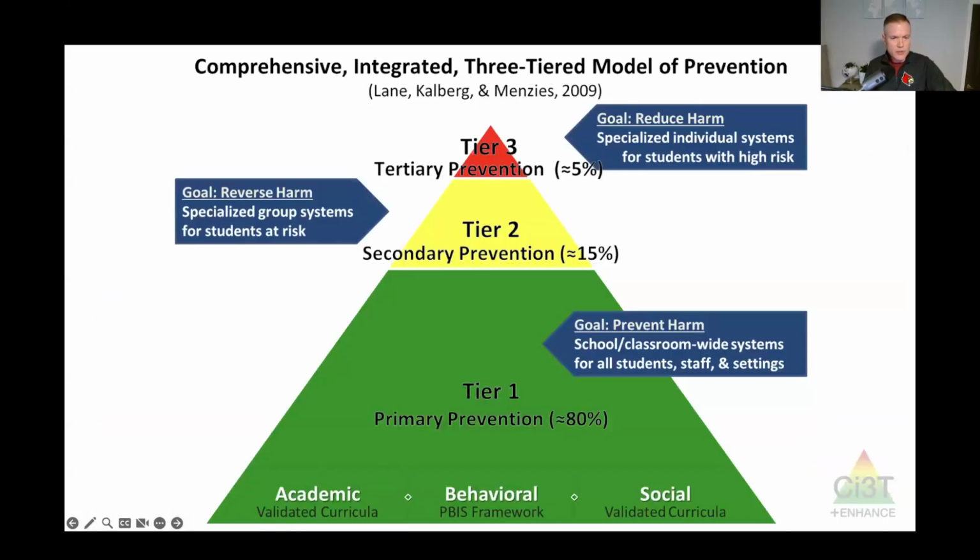We're going to look at those two strategies, which are applicable to all tiers of three-tiered models of prevention. Our team researches the comprehensive integrated three-tiered model of prevention, or Ci3T. That's an expanded form of MTSS, a multi-tier system of support, expanded to include the social emotional well-being domain. So you see down at the bottom there, the triangle, we have academic and behavior, which are always part of MTSS models. And Ci3T adds the social emotional well-being domain, so that's the expansion.